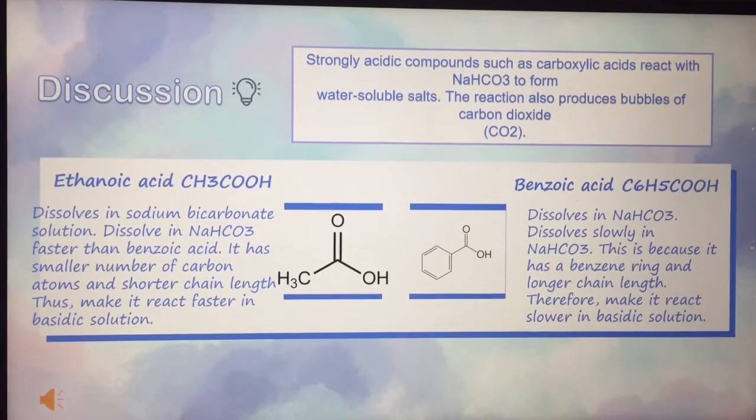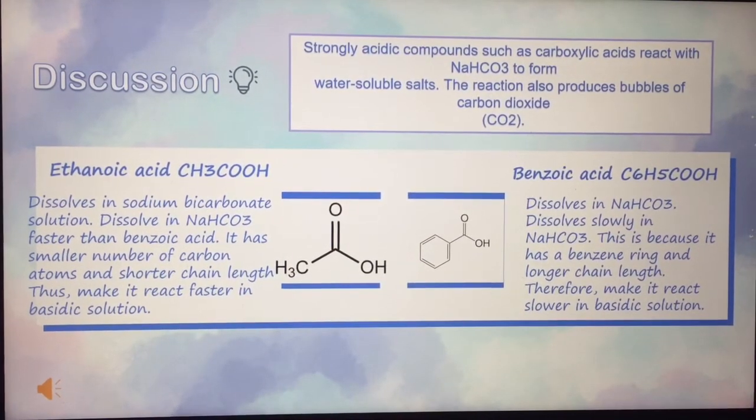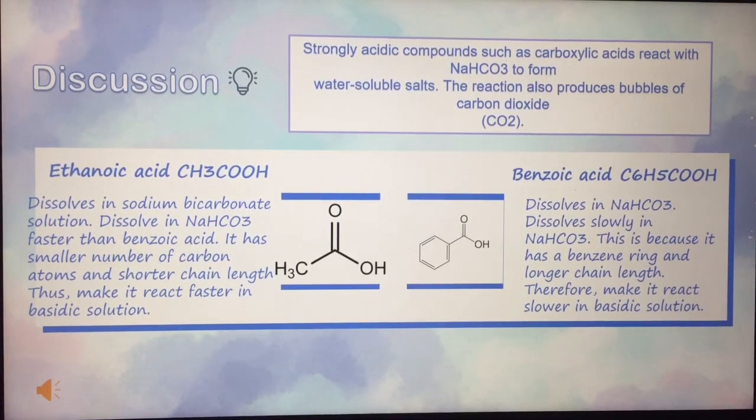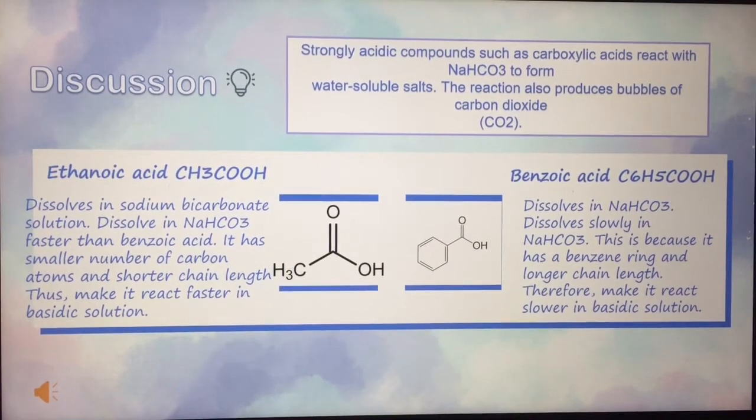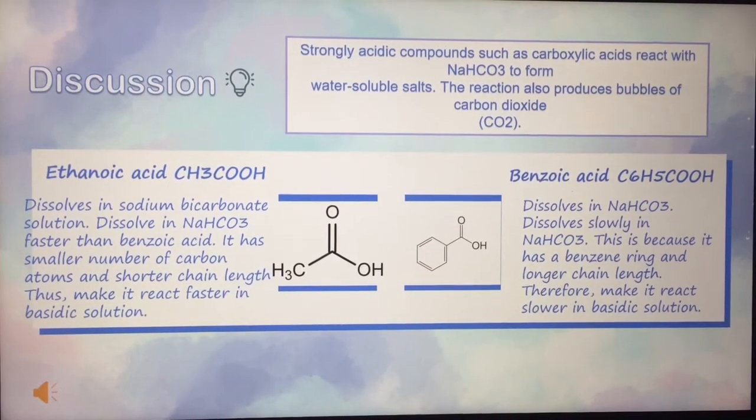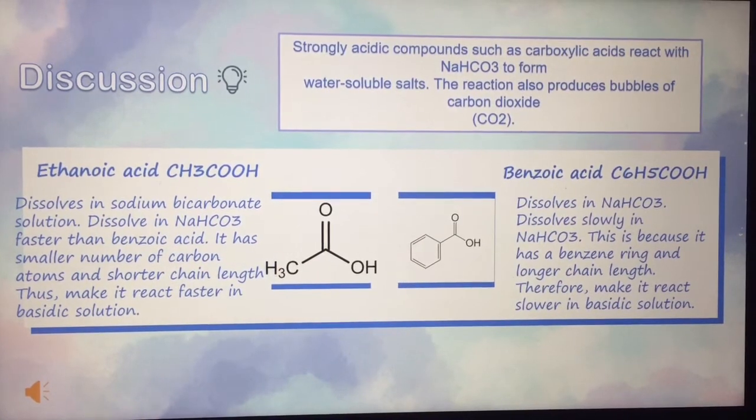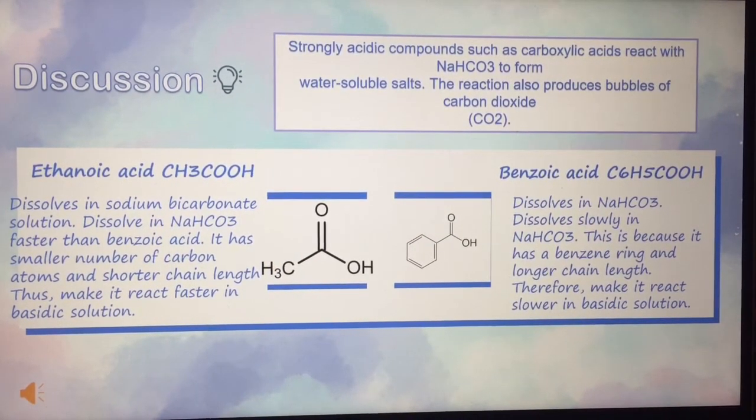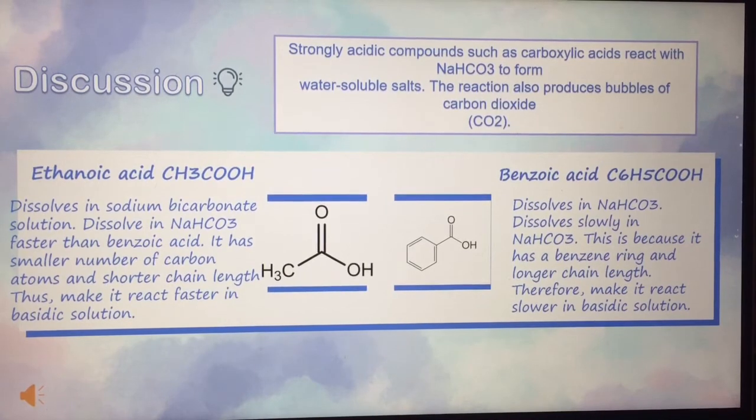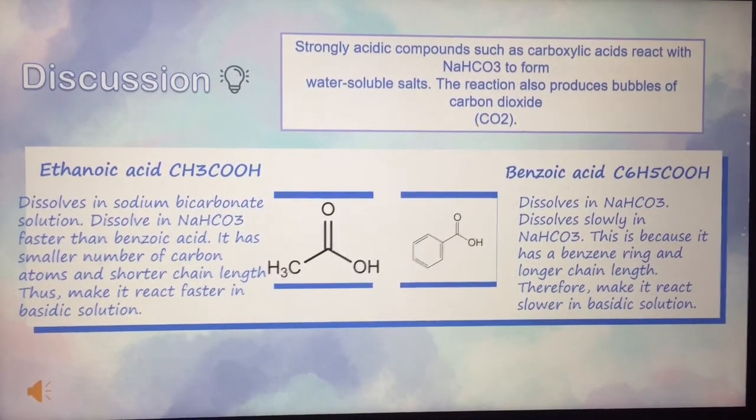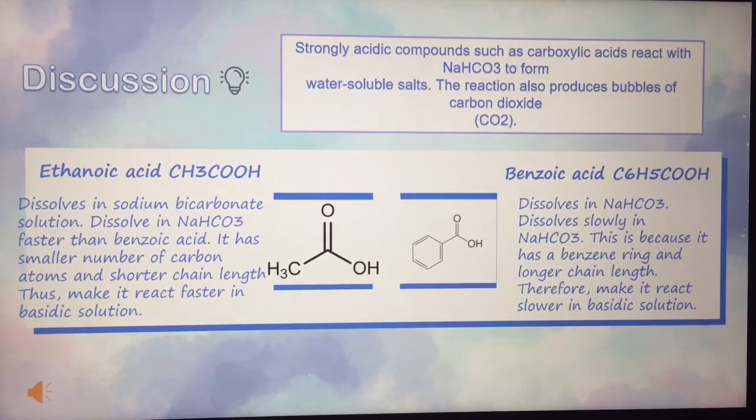So what we can conclude is that it has a smaller number of carbon, as we can see in this molecular formula, and shorter chain length, thus making it react faster in the basic solution. For the benzoic acid, it dissolves in sodium bicarbonate solution, but it dissolves slowly, slower than the ethanoic acid. This is because it has a benzene ring and longer chain length, therefore making it react slower in the basic solution.